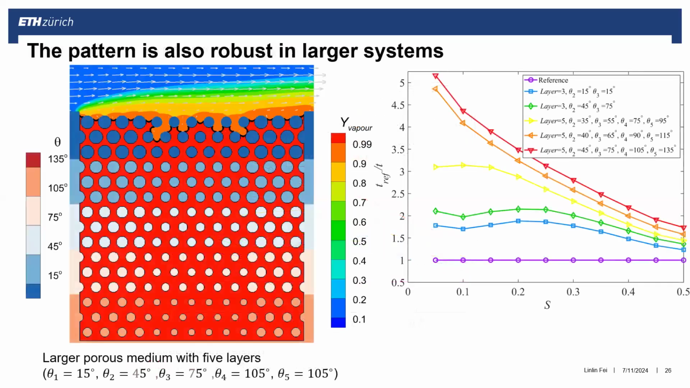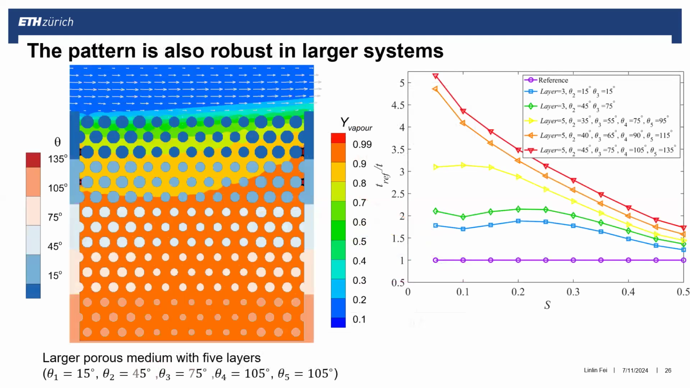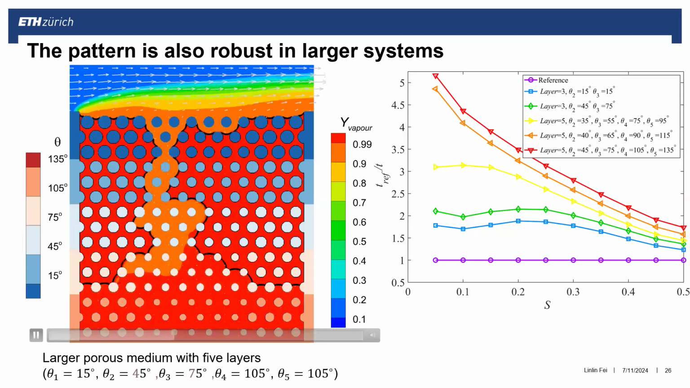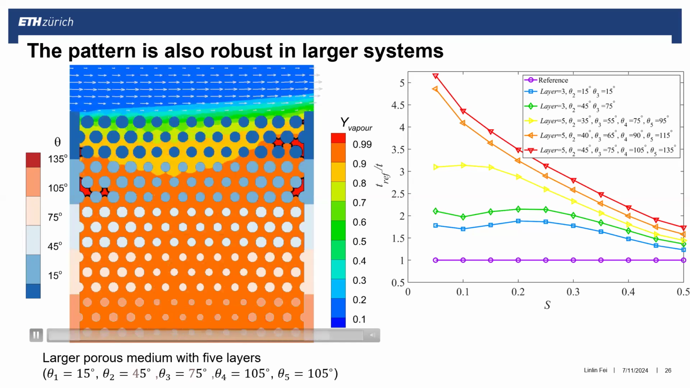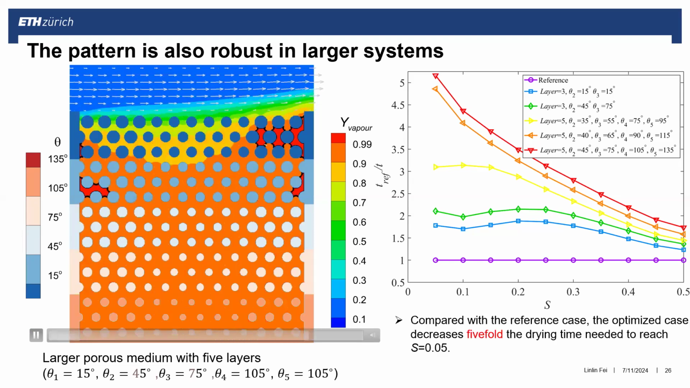Previously, we considered the porous medium with the same size and the same porosity. Now I found that if the porous medium is bigger, this pattern is also robust and even more robust. So here we have a larger porous medium. We have 5 layers. As you can see, we also have this pattern. It penetrates in the middle and then expands and then moves backward. And for this case, we can even achieve a speed up factor of 5 times.